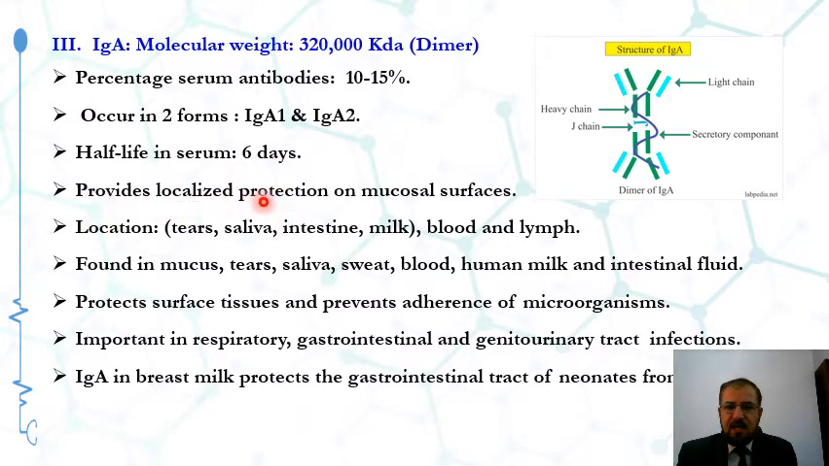It provides localized protection on mucous surfaces of the body. It can be found in mucus, tears, saliva, sweat, blood, human milk, and intestinal fluids. The IgA protects surface tissues and prevents adherence of microorganisms. This is why we said that it provides localized protection on mucous surfaces of the body. It is also important in respiratory, gastrointestinal, and genitourinary tract infections. The IgA in breast milk protects the gastrointestinal tract of the neonates.